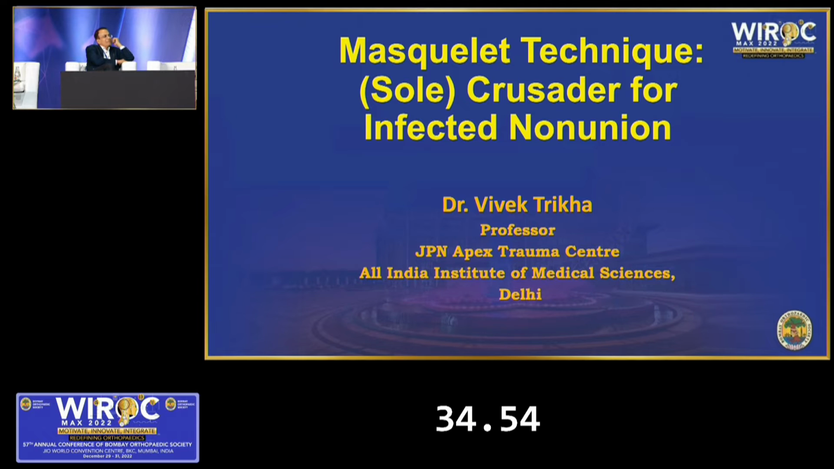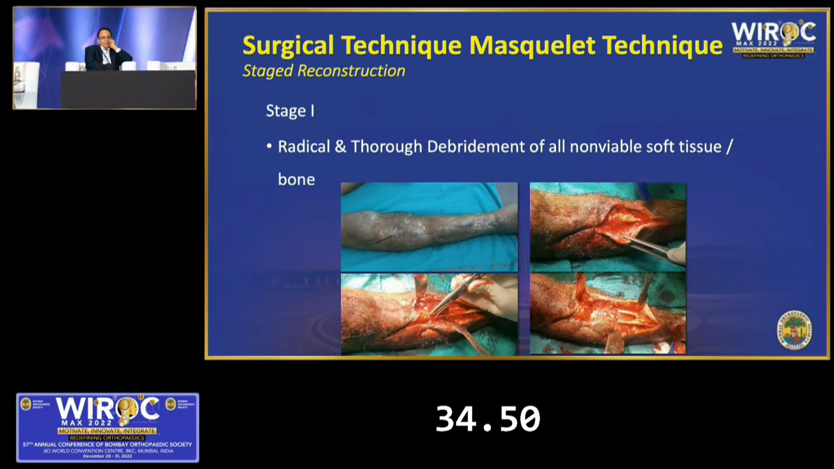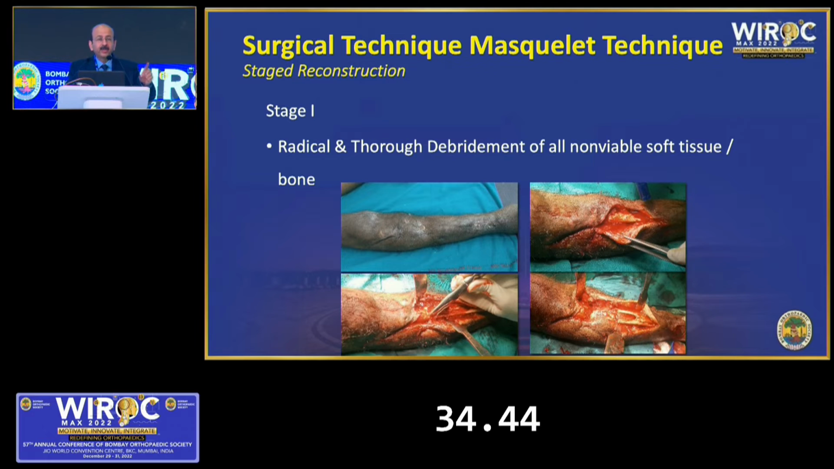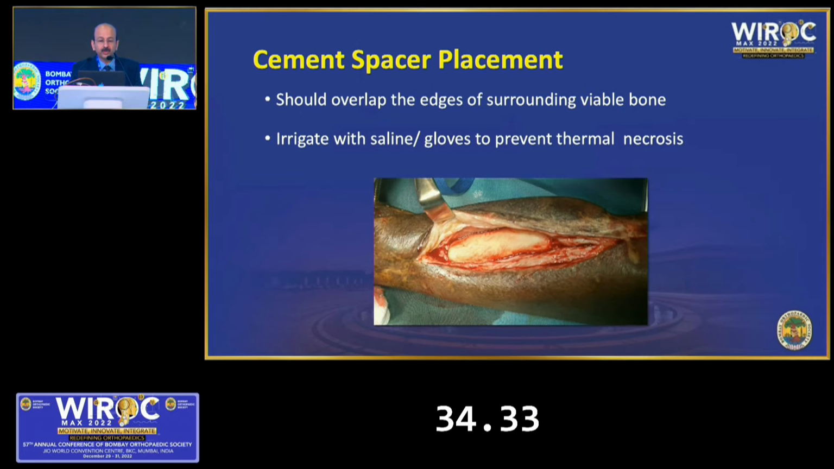Okay, so without any ado, sir has told regarding the Ilizarov, what is Masquelet? If we know the technique properly, then only we will get good results. So first of all, the technique. Remember that you need to do a radical debridement of all non-viable soft tissues and bone. Doesn't mean that Masquelet will do everything for you. You need to do debridement, which is thorough, of the bone and soft tissues.